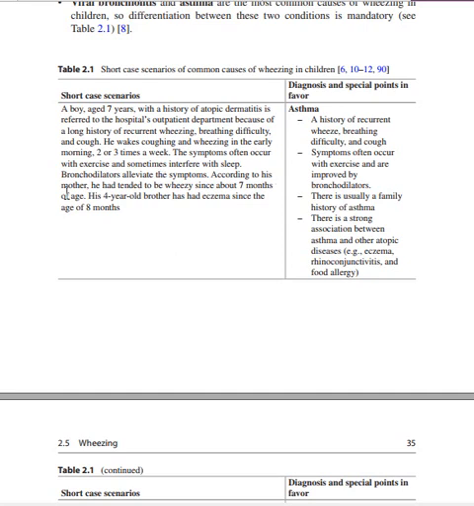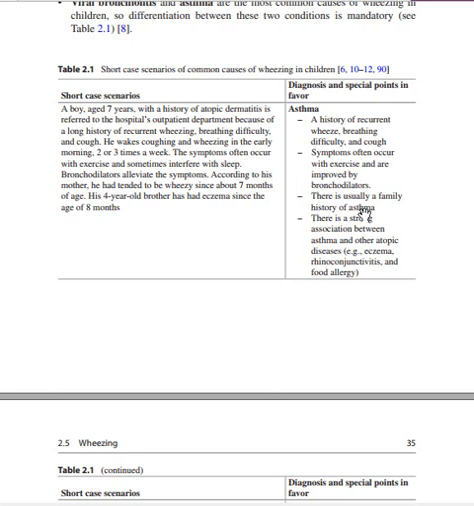According to his mother, he has tended to be wheezy since 7 months. His 4-year-old brother has eczema. So you have eczema in his 4-year-old brother. He has atopic dermatitis. All that plus asthma produces atopy. So this makes the diagnosis asthma. Why? Because he has a history of recurrent wheezes and breathing difficulty with cough. The symptoms often occur with exercise and at night and improve with bronchodilators.